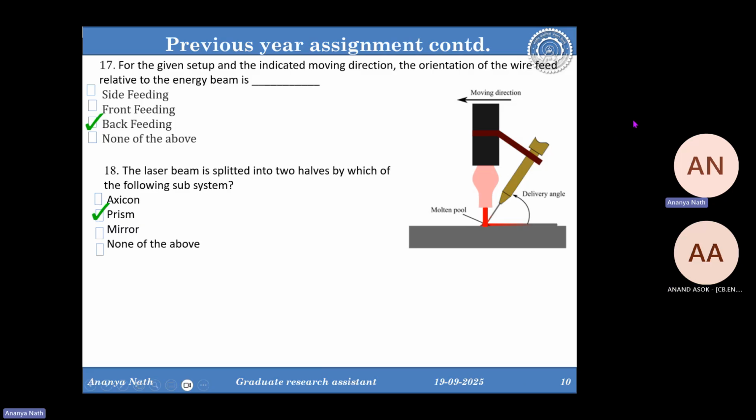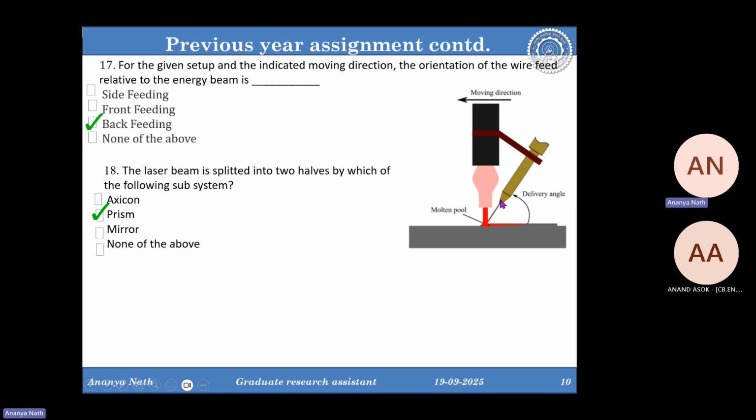Through which there will be only one laser beam coming and then it gets split into two, and these two laser beams will have different plano-convex lenses to focus at one position. So they get split into two beams using the prism system, a prism type of lens or prism type of mirror. Now for question number 17, how can we tell this is back feeding?